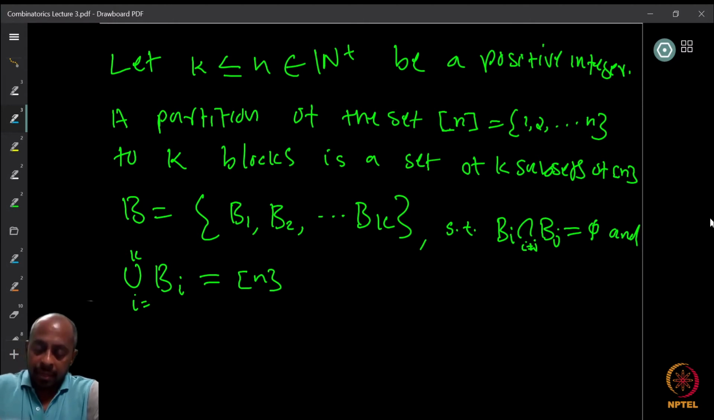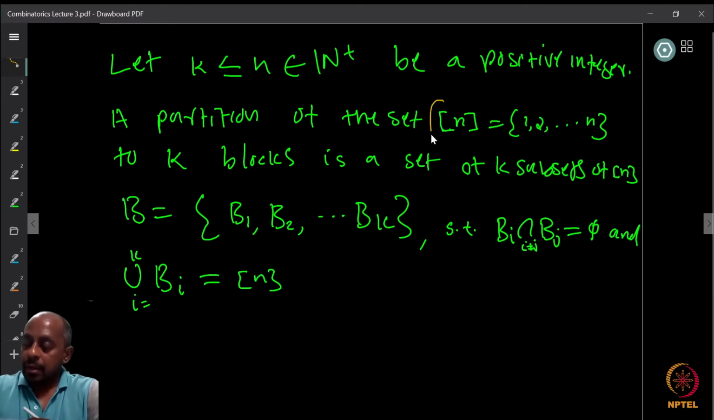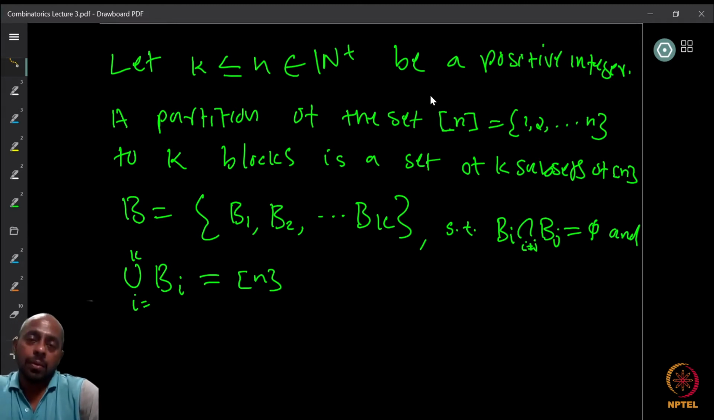I think I already mentioned this notation that I will use, that the square bracket n is the set 1 to n. Okay, 1, 2, 3, etc., n. Now, what we have defined here is a partition of a set. A set with n elements I am partitioning into k blocks, such that they are pairwise disjoint and the union is the whole set.